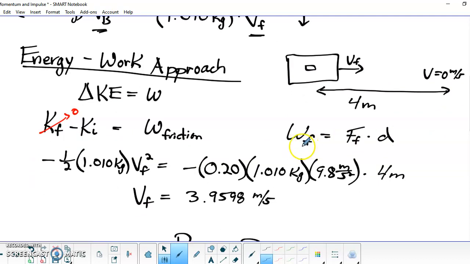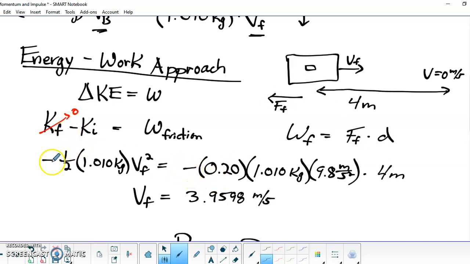And the work of friction is just the force of friction times its displacement. Well, the force of friction would be our coefficient of friction times m times g, times my displacement of 4, and the force is in the opposite direction as the displacement. My force of friction would be this way. Therefore, we have a negative work.